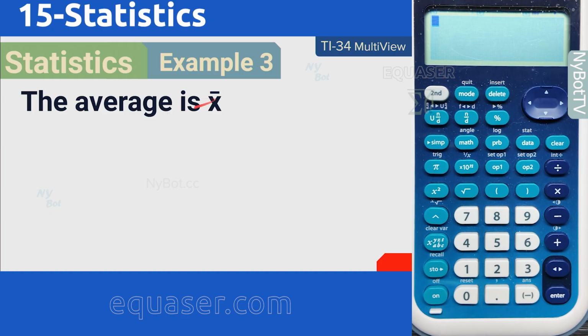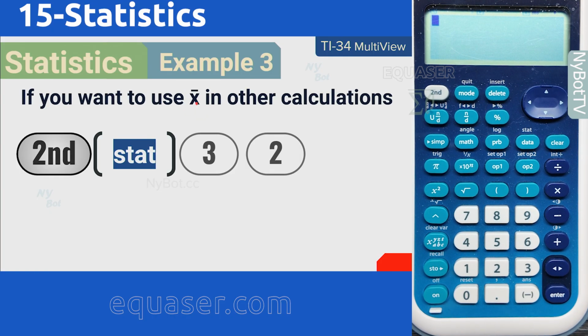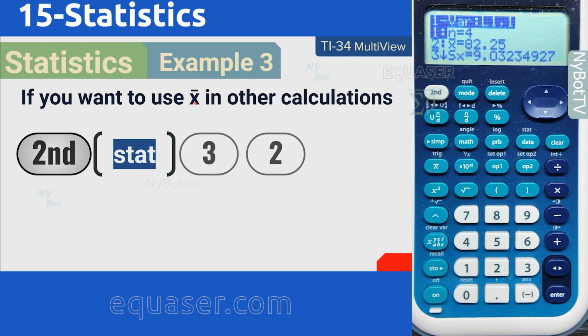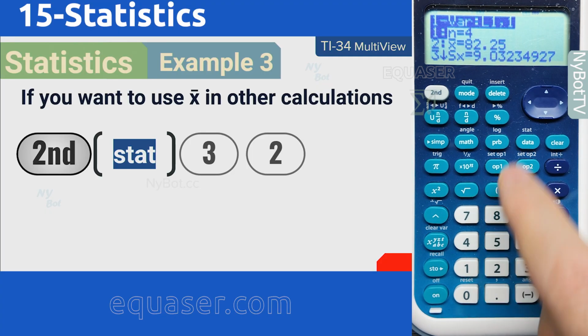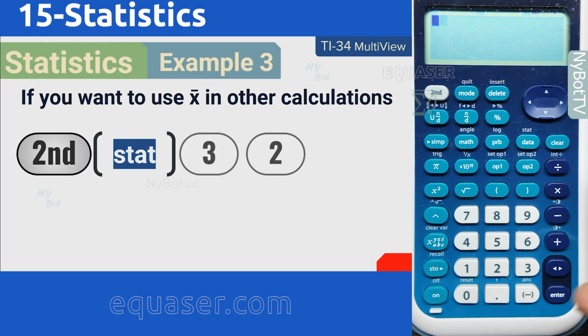Now the average is x bar, second function stat, and 3. So this is available here. If I press enter, the number is 82.25. If you want to use it, you can do that like this.